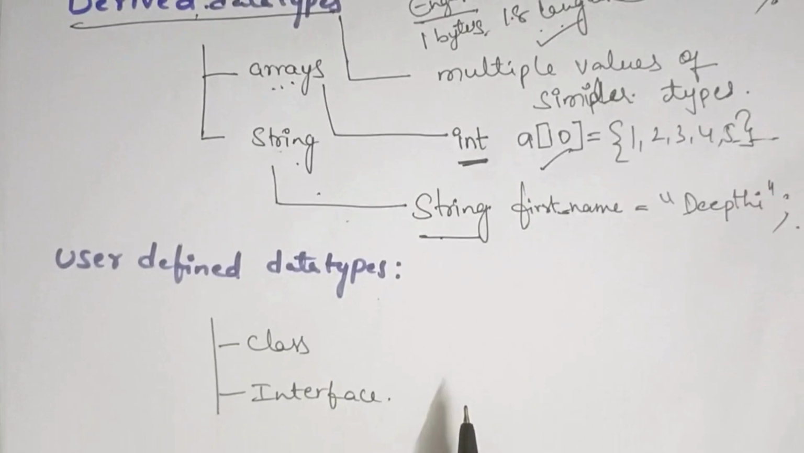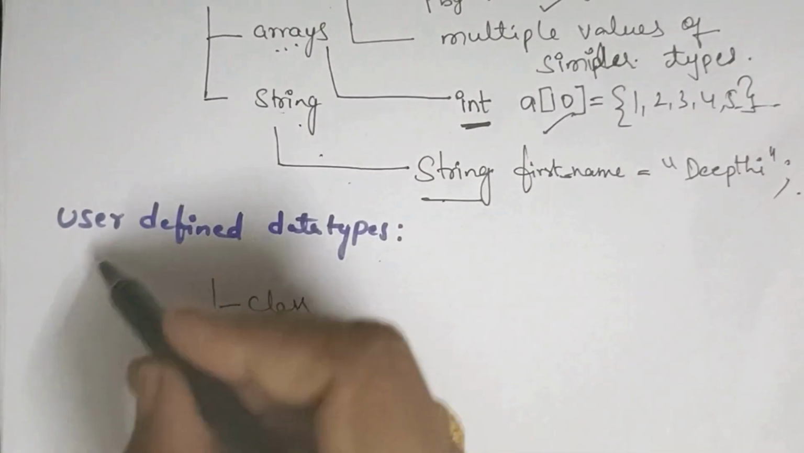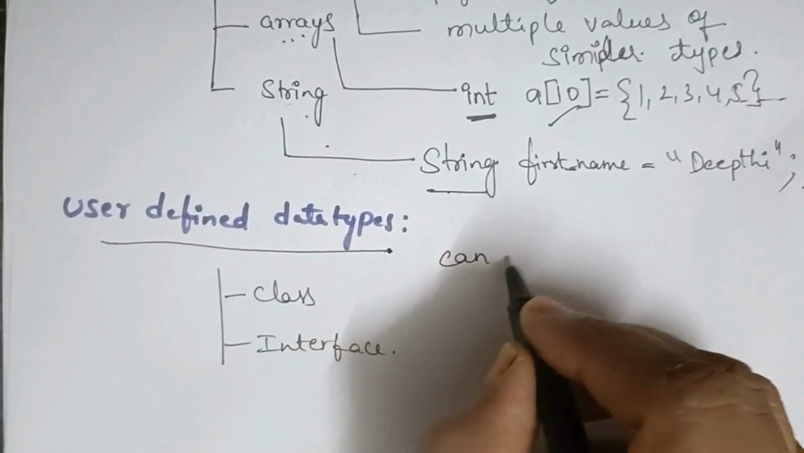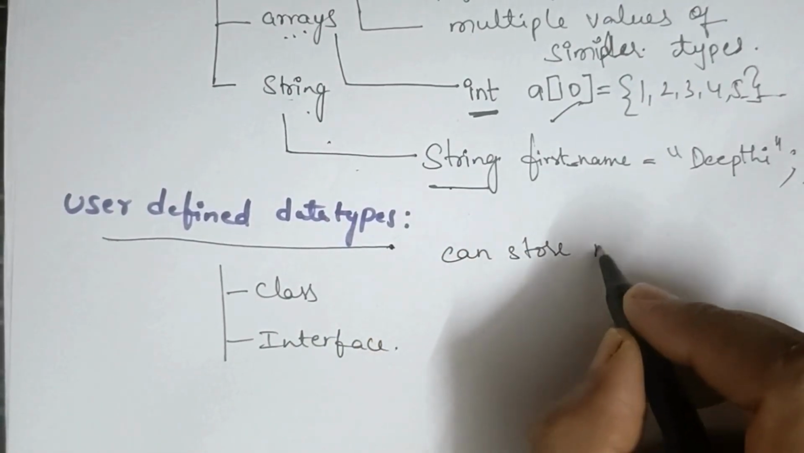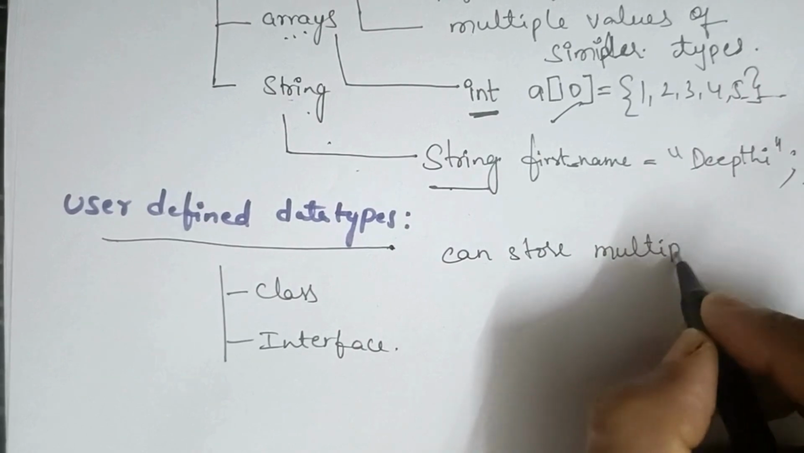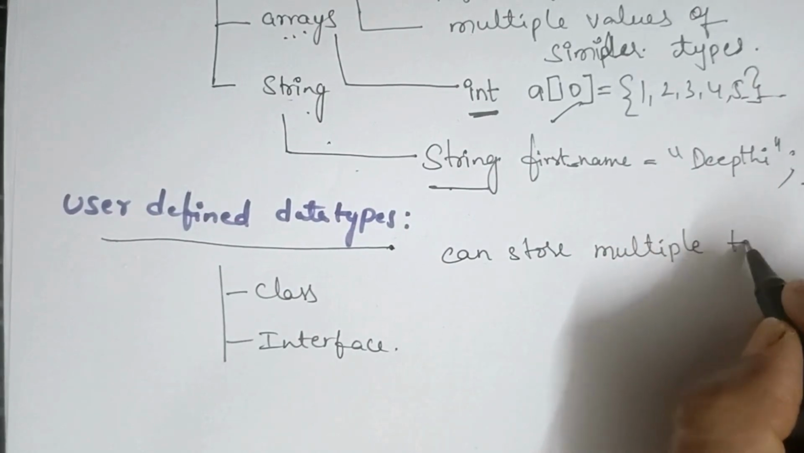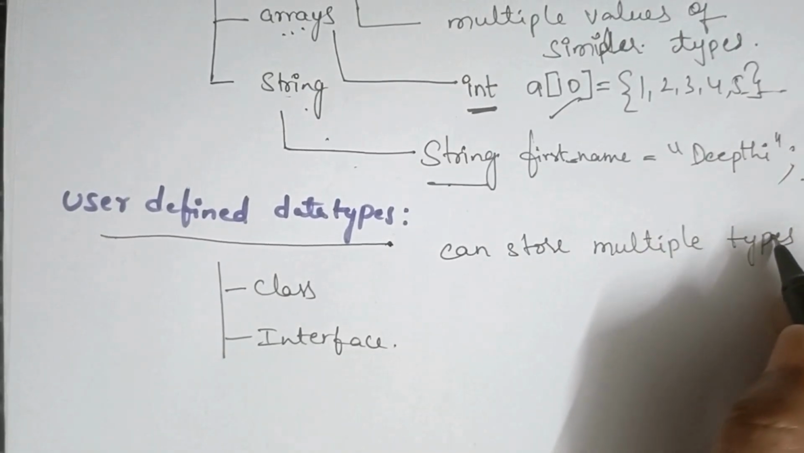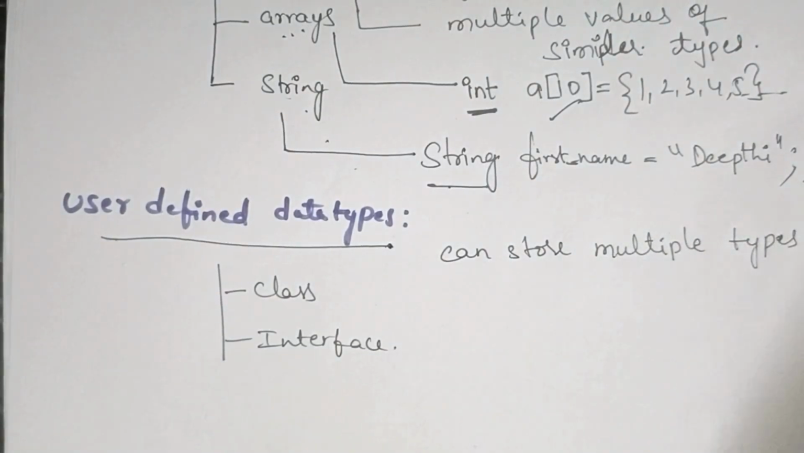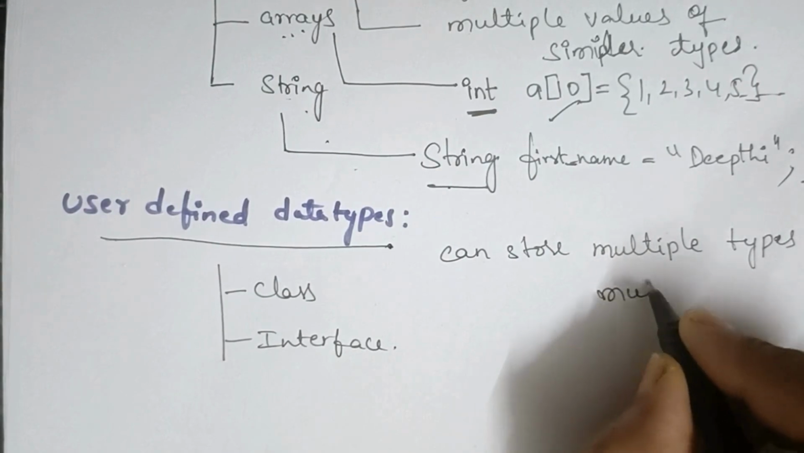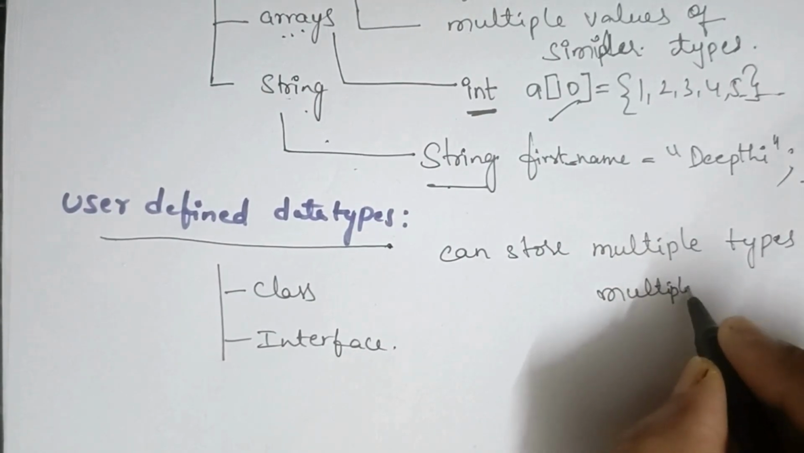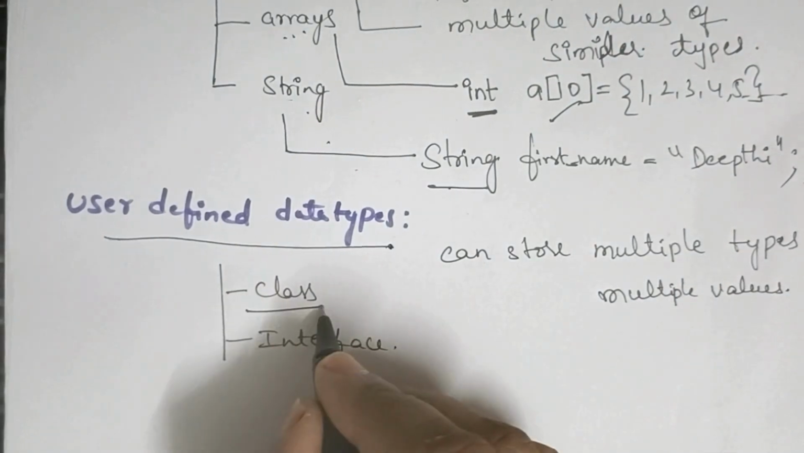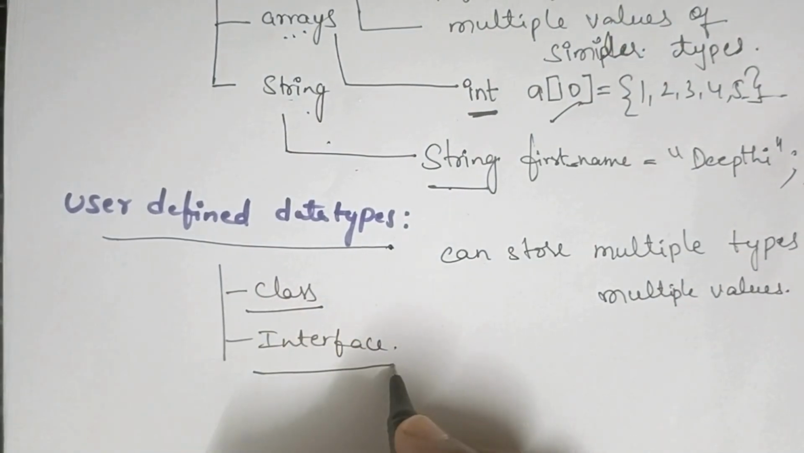So next we'll come to the user defined data types. The user defined data types can store multiple values of multiple types. Multiple values of multiple types means which can store different data types and different data type values, and which can store different values also. So that's why it is called multiple types of multiple values. And the examples are the class concept and the interface concept.